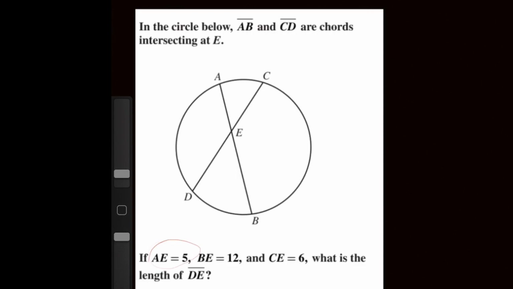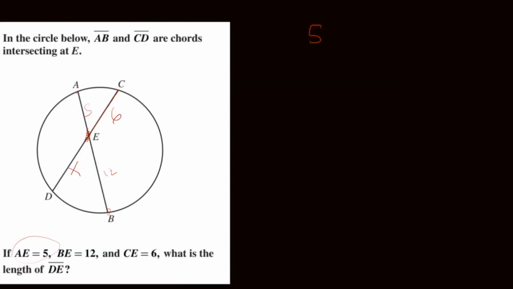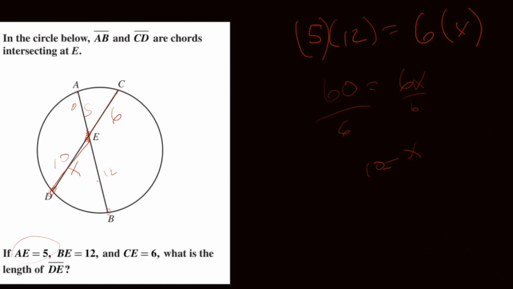Okay, so it says here AE is 5. So that means that part there is 5 from there to there. Then it says BE is 12. So from here to there is 12. Then it says CE is 6. And it wants to know what is the length of DE. So we'll call that X from D to E, right? So AE is 5 times 12, because those are the two segments, the first segment there and the segment there. That has to equal the product of 6 times X. So 5 times 12 is 60. That equals 6X, divide each side by 6. So X equals 10. So what that means is DE would have to be 10.